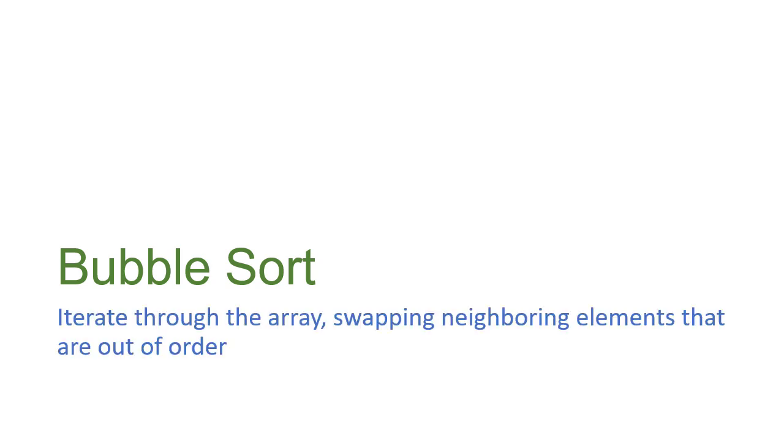So the last of the simple sorts we're going to see is bubble sort. Bubble sort is probably the sorting algorithm that you would come up with if you were trying to come up with one from scratch. It works by iterating through an array, and it swaps neighboring elements that are out of order. Then we repeat this until we don't need to do any swaps.